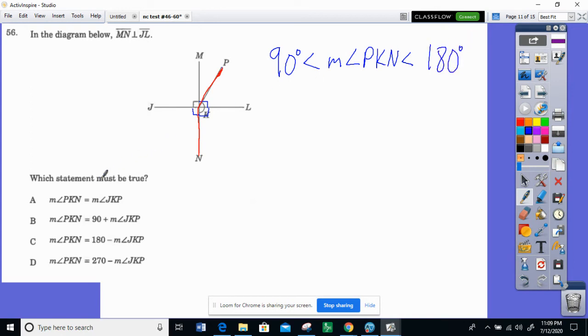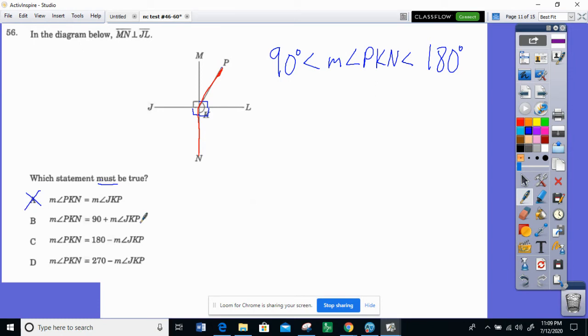So which statement must be true? Does the measure of angle PKN have to be the same as the measure of angle JKP? Well, it could be if angle PKL measures 45 degrees, but they did not tell us that that is the case, so A is false.